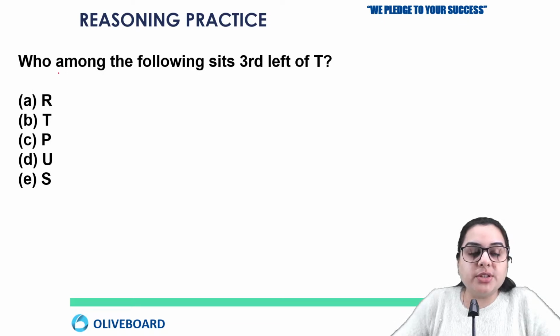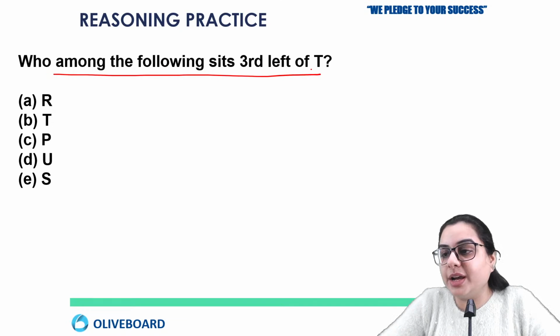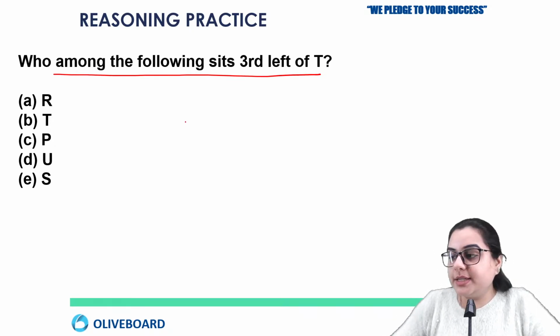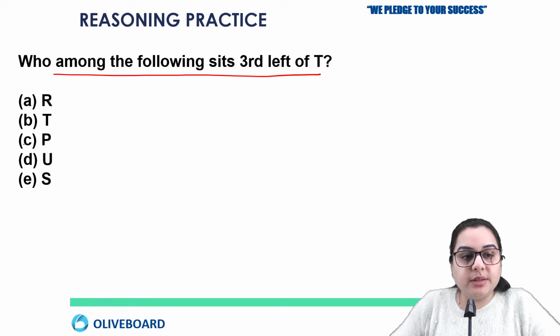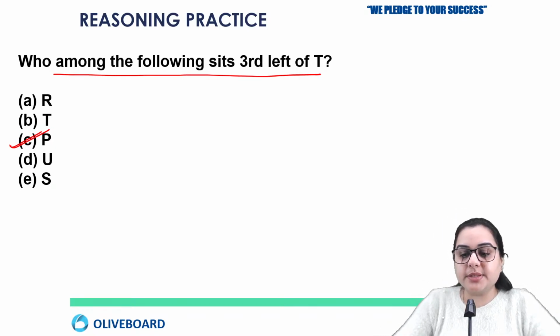Okay, so the next question, that who among the following sits third left of T? This you have to tell. Who among the following sits third left of T? So it is P. That is your option number C. Correct answer here is your C option. Right. I hope this is clear to you all.